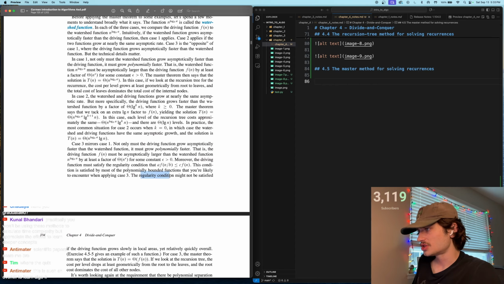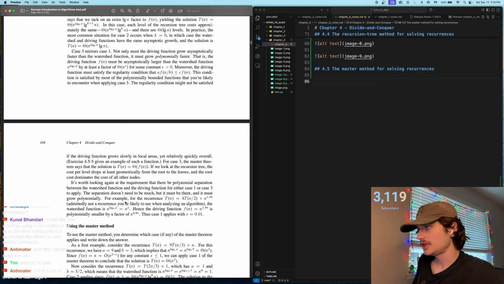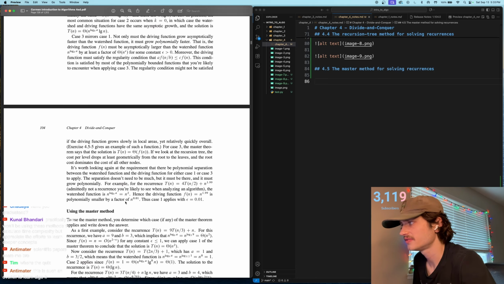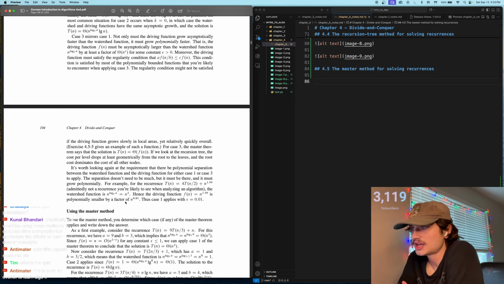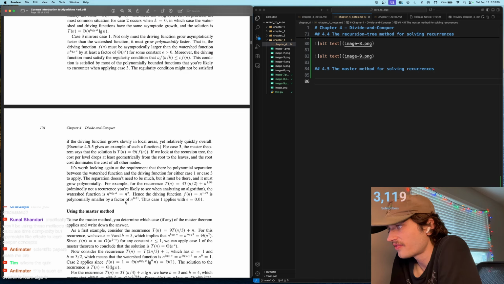The regularity condition might not be satisfied if the driving function grows slowly in local areas, yet relatively quickly overall. Exercise 4.5-5 gives an example of such functions. For case 3, the master theorem says that the solution is T(n) = Θ(f(n)). If we look at the recursion tree, the cost per level drops at least geometrically from the root to the leaves, and the root costs dominate the cost of all other nodes.